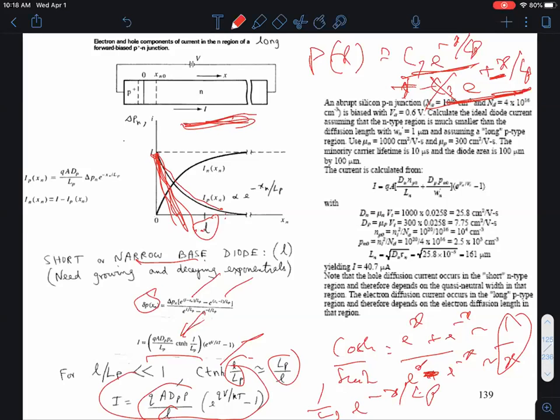Now, this will become very important in a few weeks when you look at bipolar junction transistors. So keep that at the back of your mind. There you have an emitter, a narrow base, which is like a short diode, and your reverse bias collector, and the carrier concentration profile will be more or less linear in the base region, where you have a forward bias emitter base junction and a reverse bias collector base junction. All right, any questions?